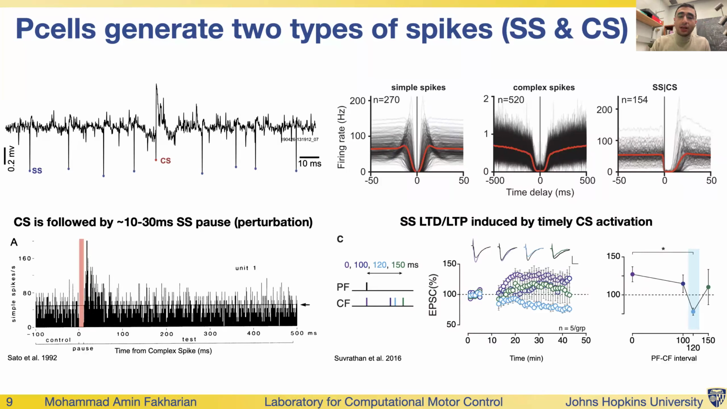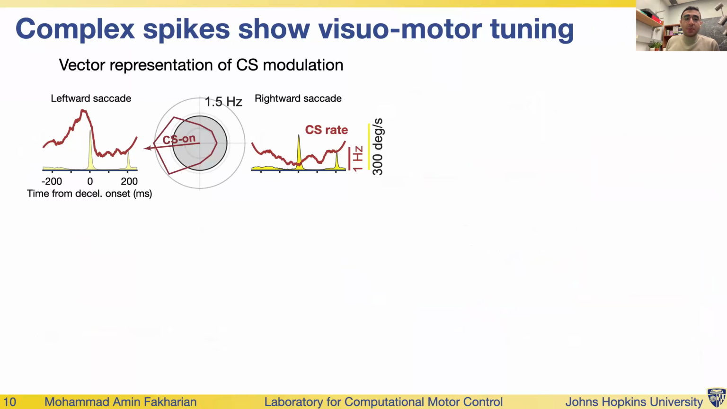So here is the work of Jennifer Raymond's lab. And as you can see, if after a parallel fiber, after a specific delay, a climbing fiber happens, the simple spike activity changes, which is a consequence of changes in the parallel fiber to Purkinje cell synapses. But how are the complex spikes modulated in the oculomotor vermis? So here's an example complex spike.